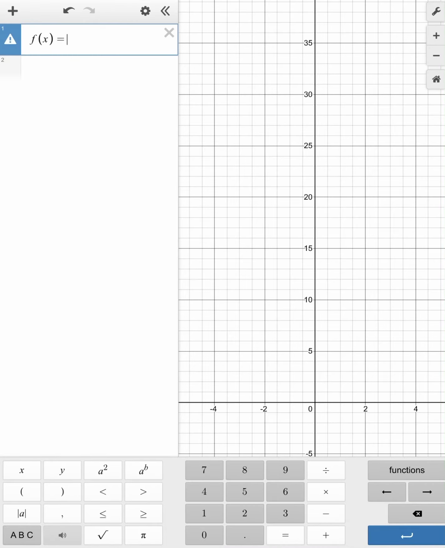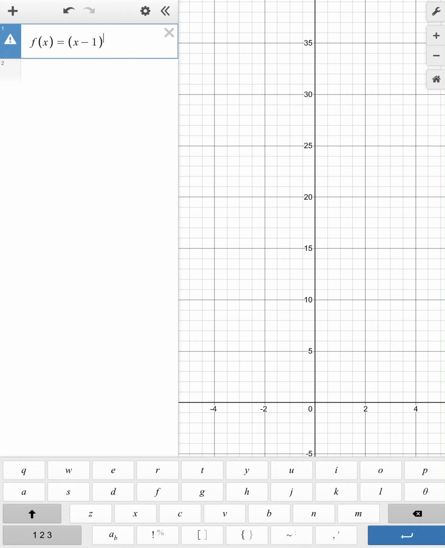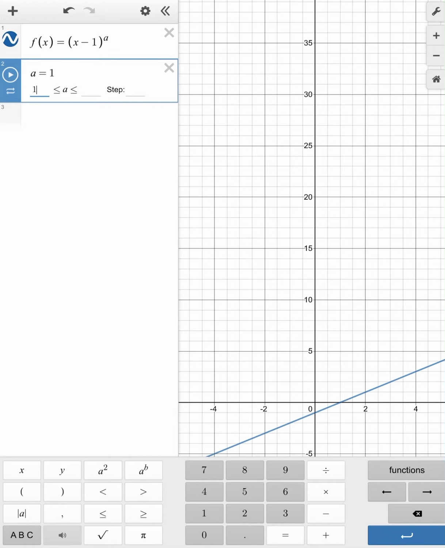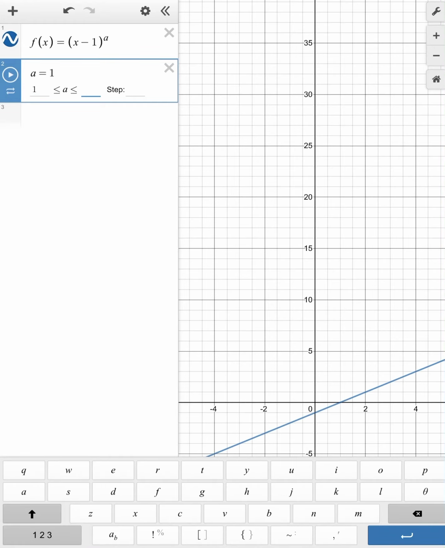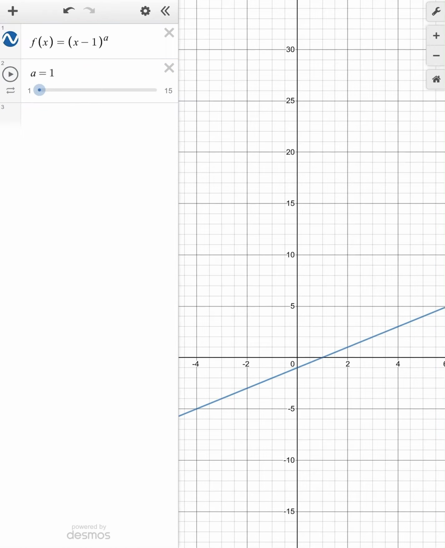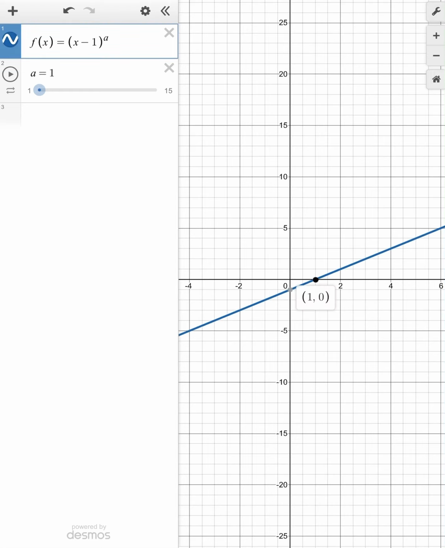So we're going to say f of x is equal to, let's say, x minus 1. And then we're going to raise that to some arbitrary power. Let's call it a. I'm going to add a slider for a. I'm going to make the smallest value for a 1, and the largest value for a, I'm going to make that 15. So this is a way for us to change our multiplicity. The 0 of this function is at 1. When I plug in 1, it makes the function 0 right here. And I'm going to push play on this a, and it's going to change our power.